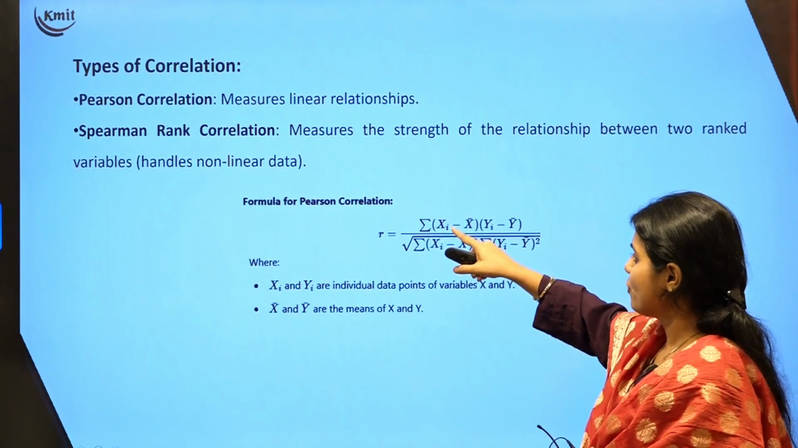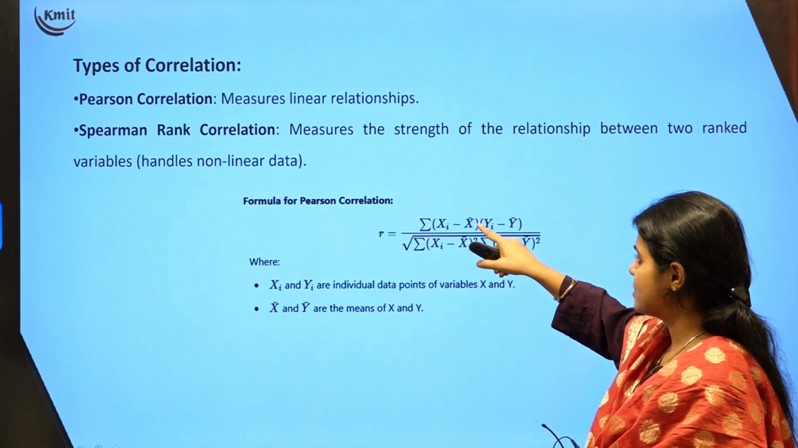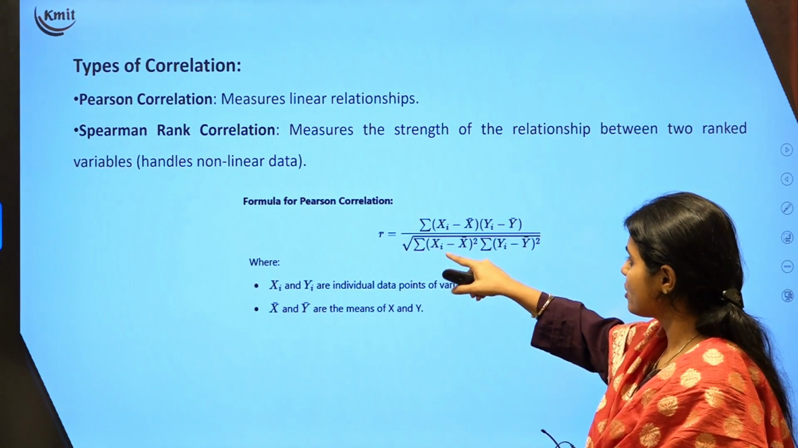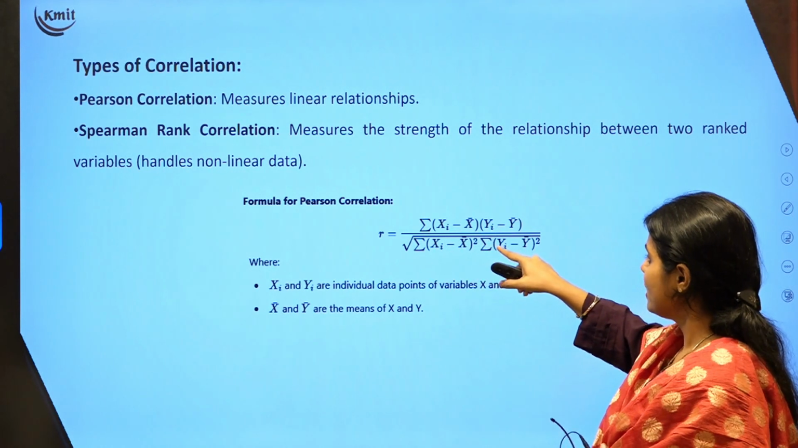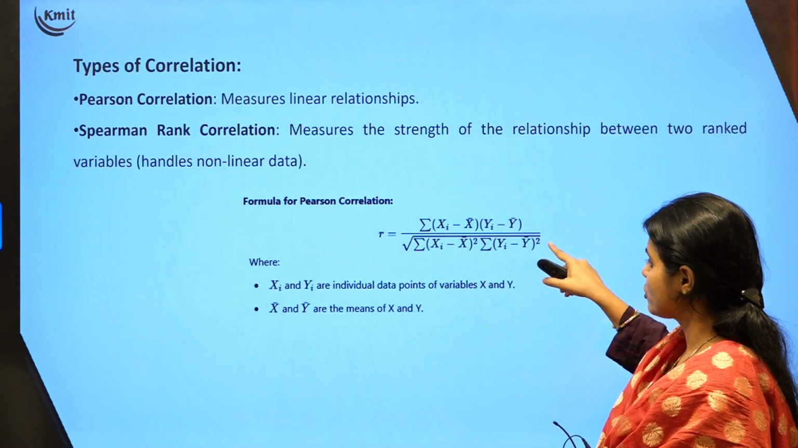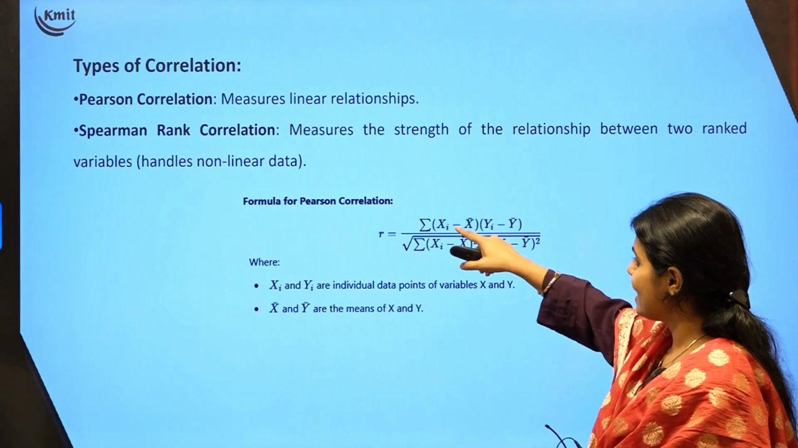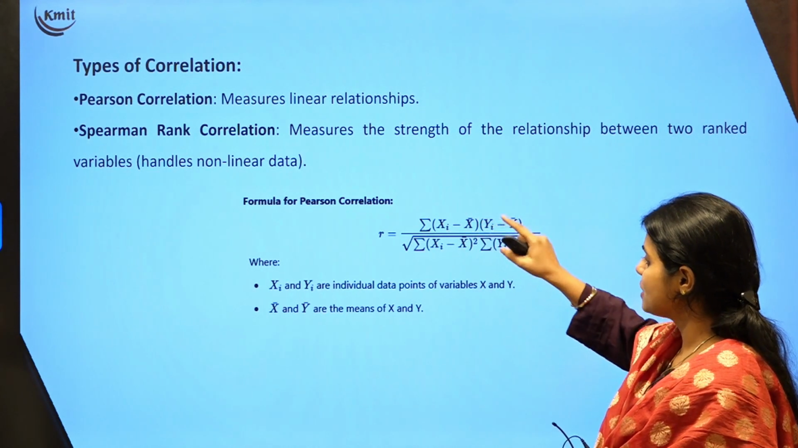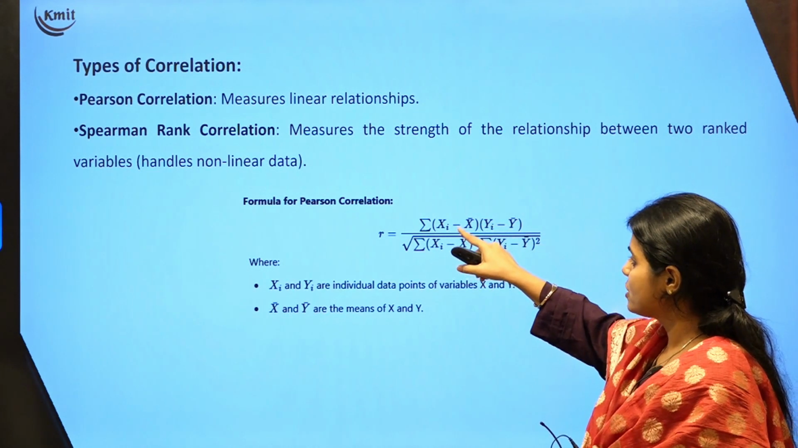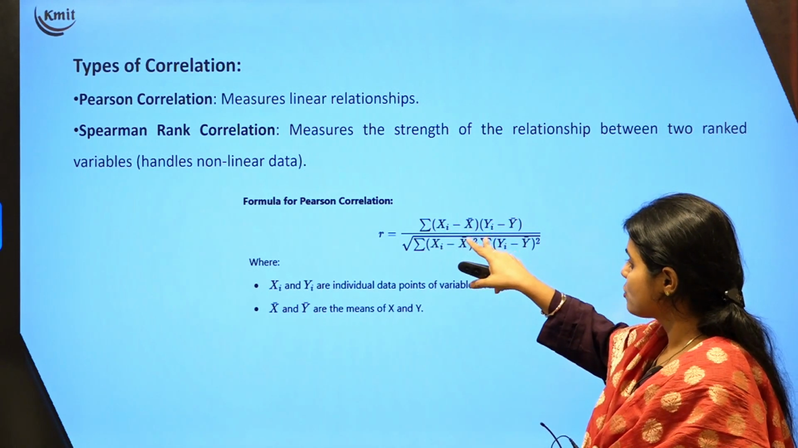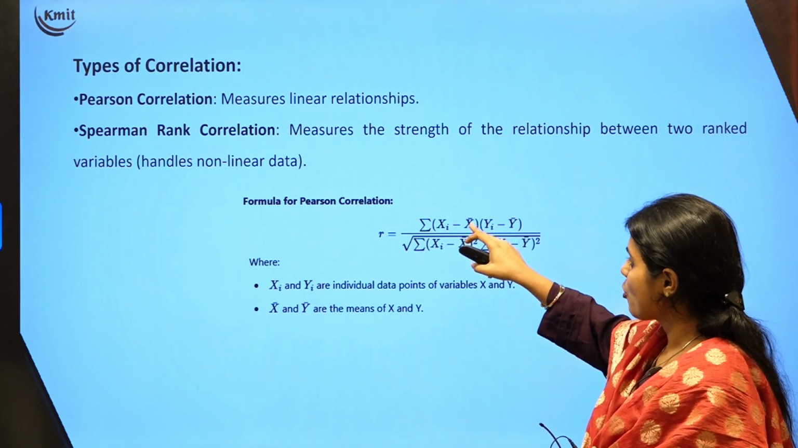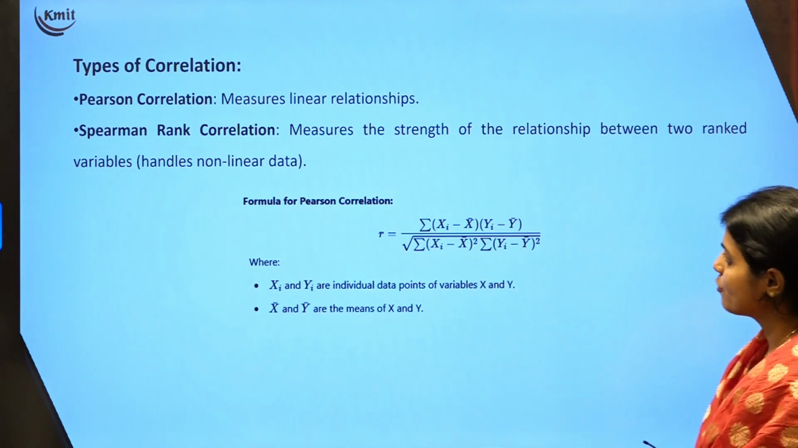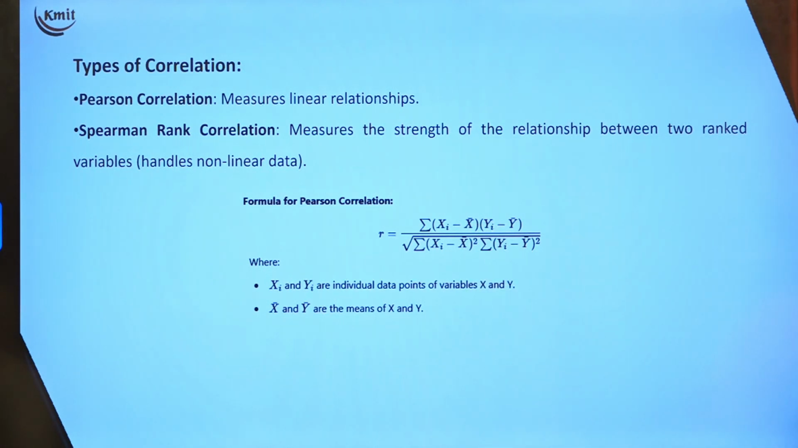Summation of (xi minus x bar) into (yi minus y bar), divided by the square root of summation of (xi minus x bar) whole square into summation of (yi minus y bar) whole square. Here xi are the individual data points, and x bar is the mean. So it is the summation of the differences between the individual data points and the mean value. This is how your Pearson correlation is calculated.